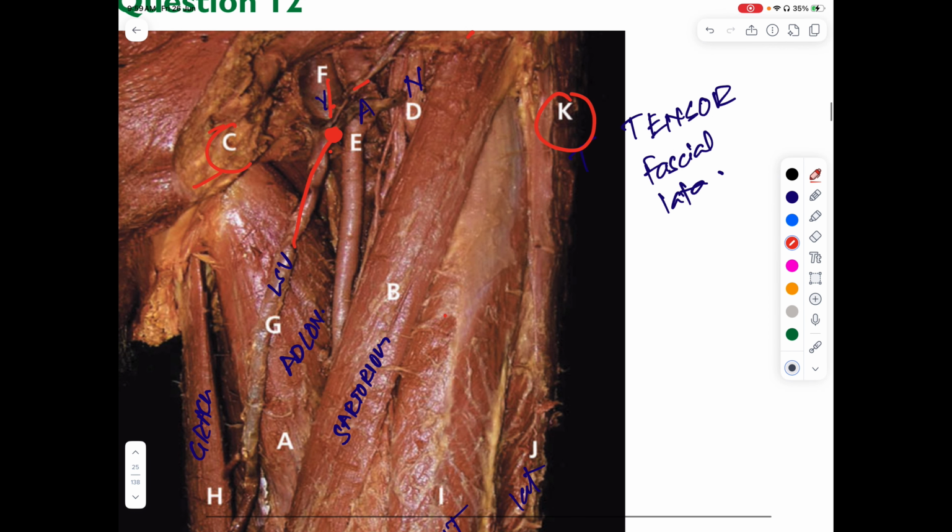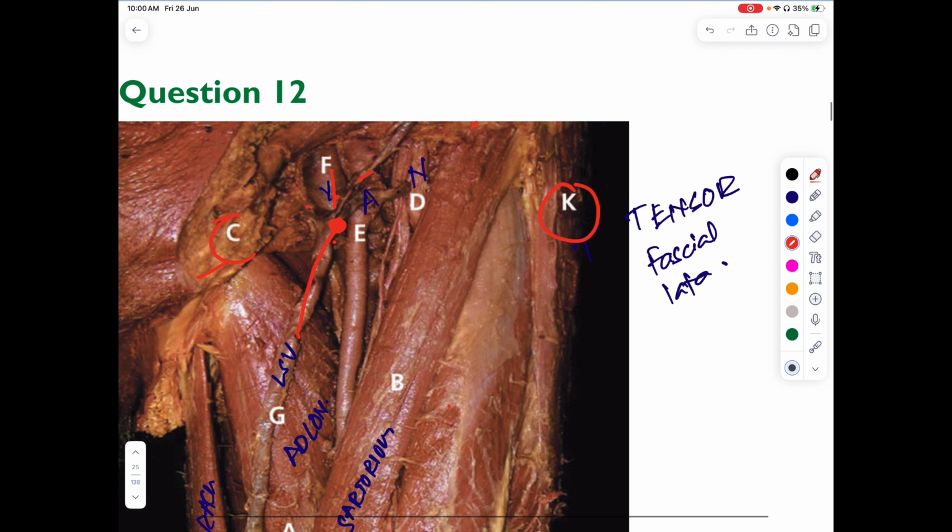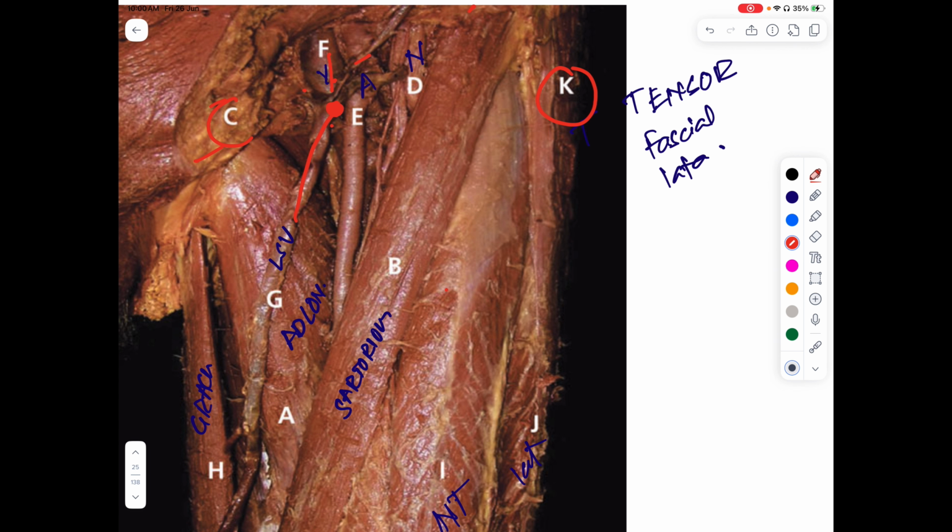If you remove all these structures, you will see the floor. The roof is formed by the fascia lata, and the floor is formed by, now this is adductor longus. From here, this will be the iliacus muscle from the iliac bone. So the iliacus muscle will be like this. Then you get the psoas tendon, pectineus, and this is adductor longus. Iliacus, psoas, pectineus, adductor longus.